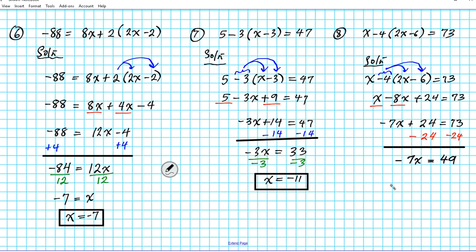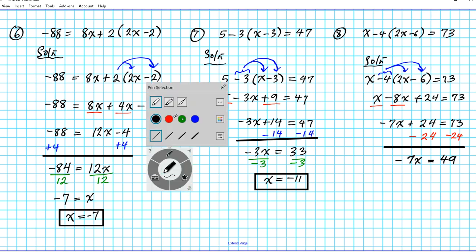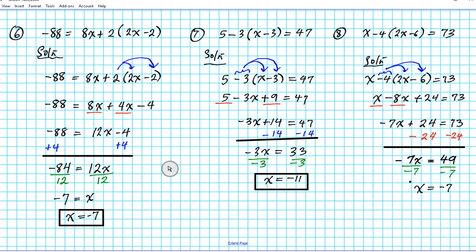Now to get x by itself, we're going to divide both sides by negative 7. And that gives us our final answer, which is x equals 49 divided by negative 7, which is negative 7. So that's the answer to question number 8.